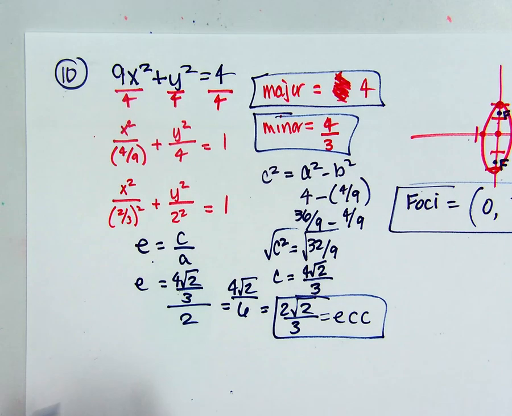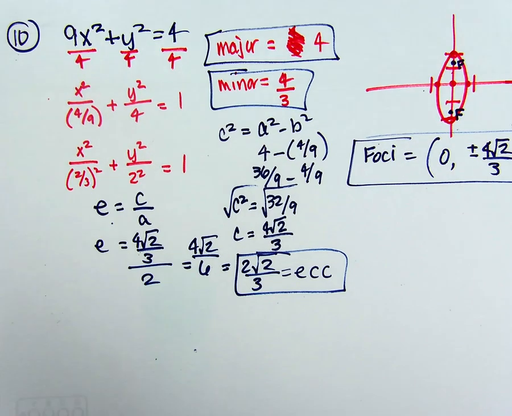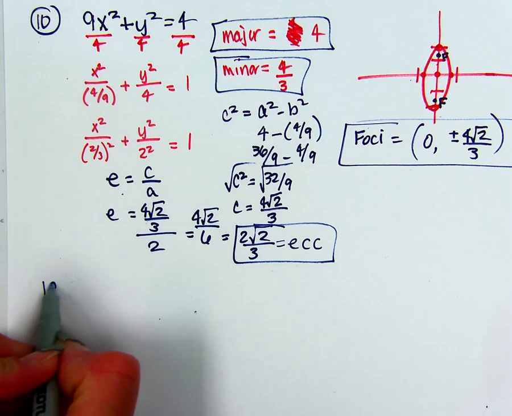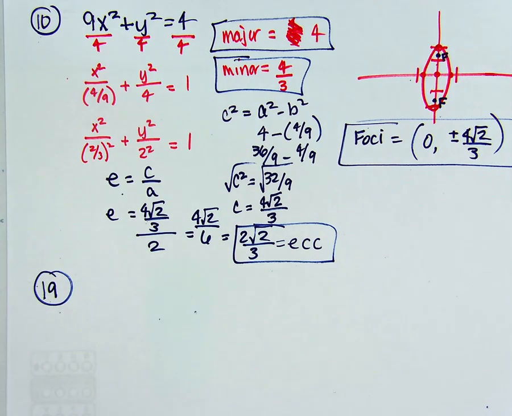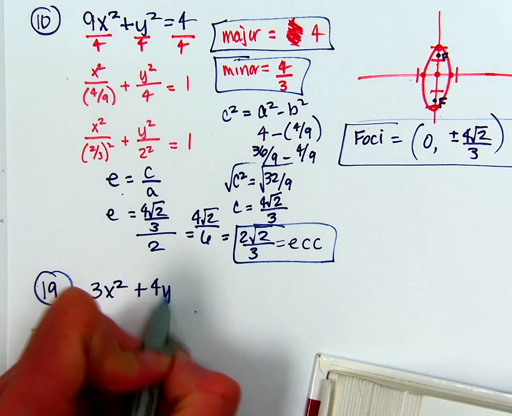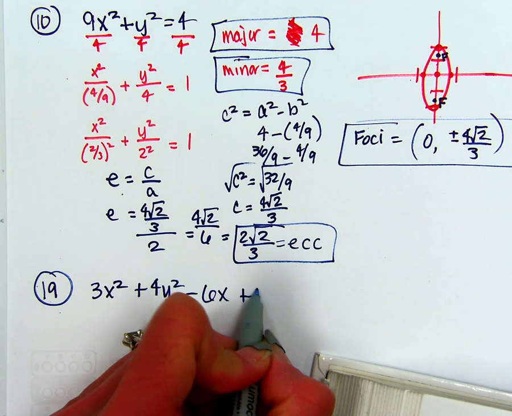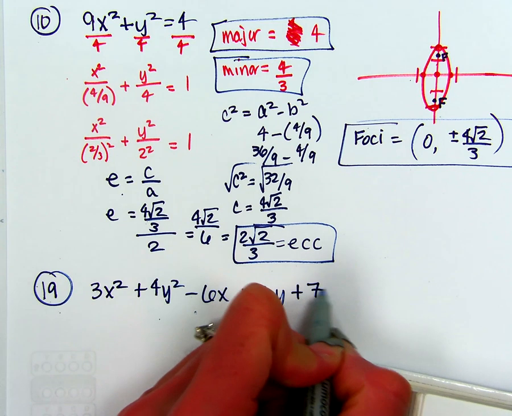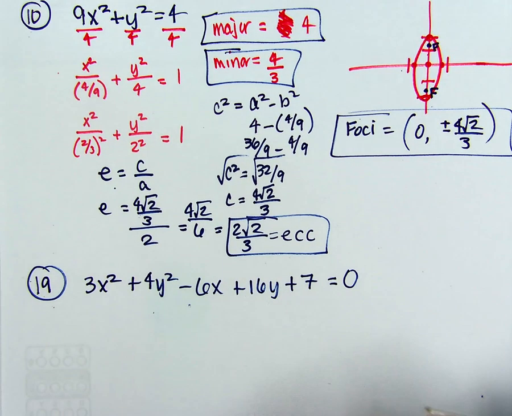All right, next problem is number 19. All right, so this one is a little different. We're going to need to complete the square. So it's 3x squared plus 4y squared minus 6x plus 16y plus 7 equals 0.